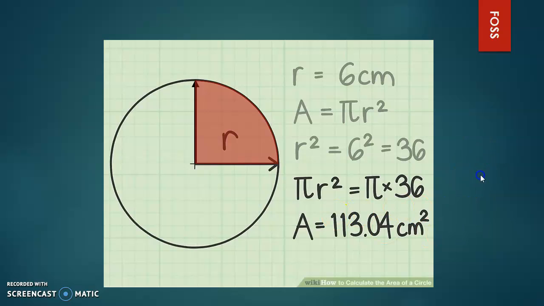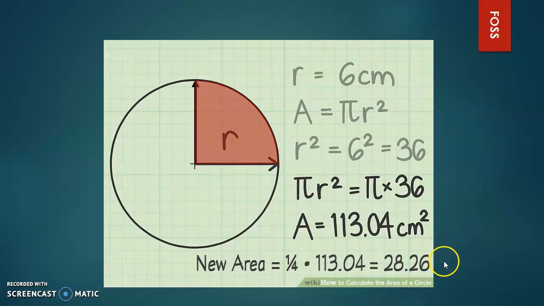Some people might think, oh, I got an idea. I don't want the whole circle. I want 1/4 of the circle. So we'll just do 1/4 of, which means multiply, 113.04, which is the answer we got for the whole circle. We want 1/4 of 113.04. Again, we get to grab a calculator. 1/4 times 113.04 is 28.26.